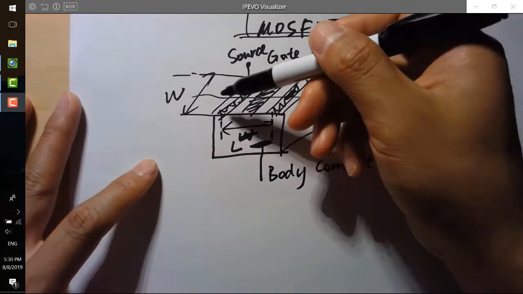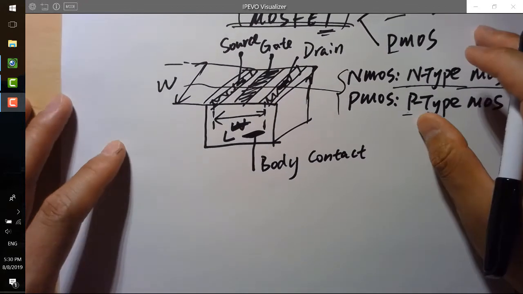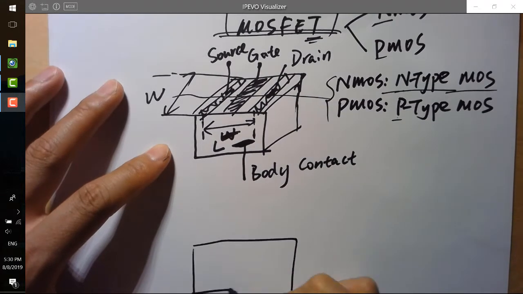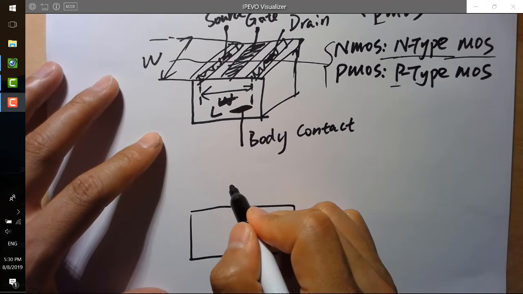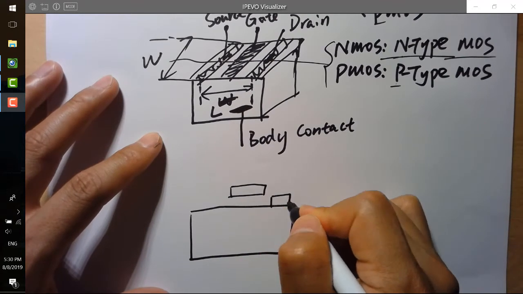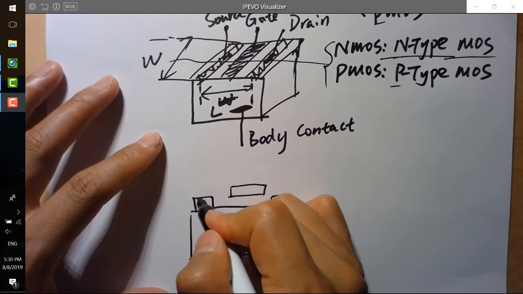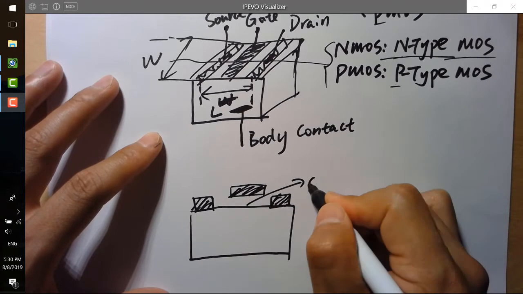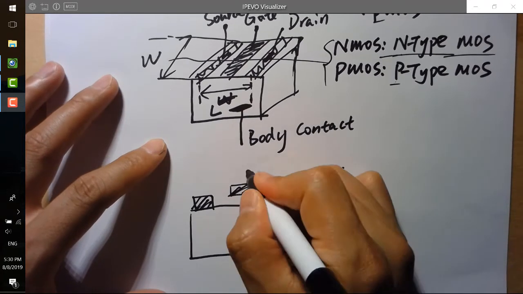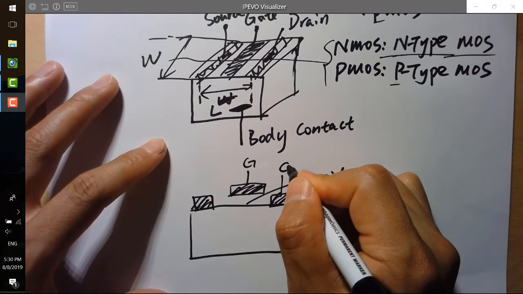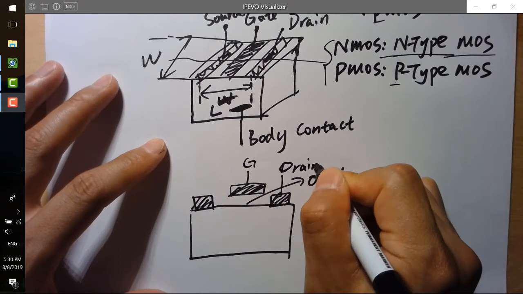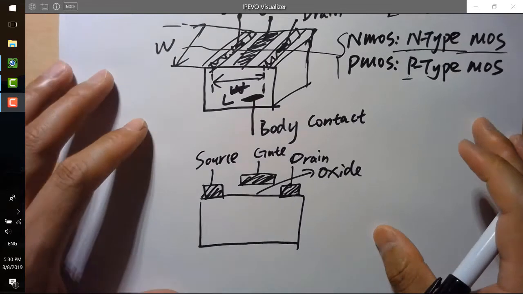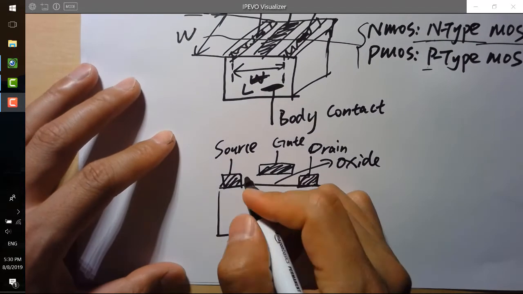If we have a cross-sectional view of this device, we are going to see something like this. Here is the gate, here is the drain, here is the source. There are metal contacts. Here's a metal, and in the middle is the oxide material. So this is the gate, this is the drain, this is the source, and underneath it.